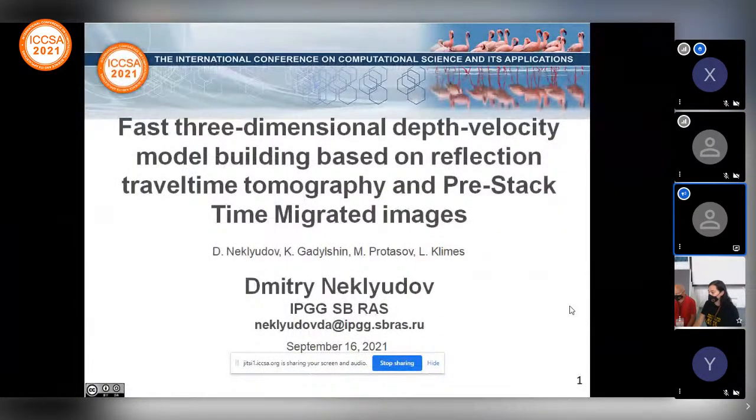Okay. I will try to be as fast as possible. So, can we start? Yes. It's the name of my presentation: Fast Three-Dimensional Depth Velocity Model Building based on reflection real-time tomography and pre-stack time-migrated images. My name is Dmitry Nekrudov.